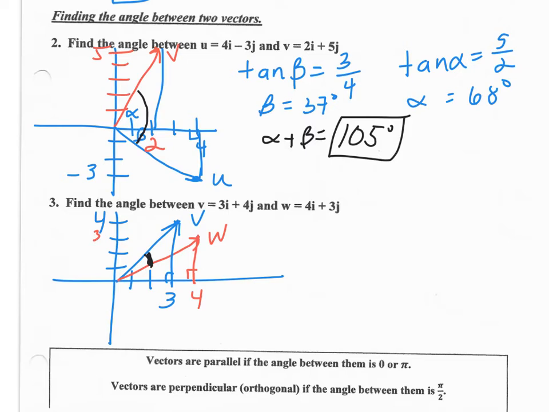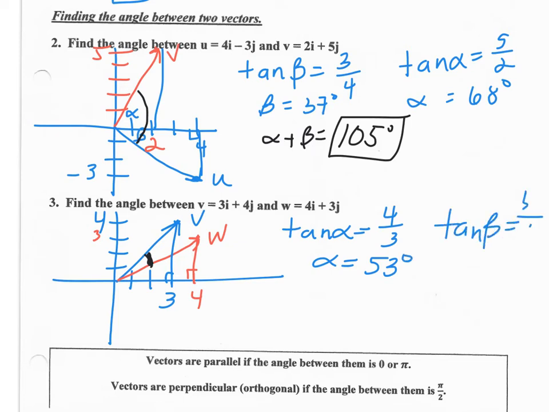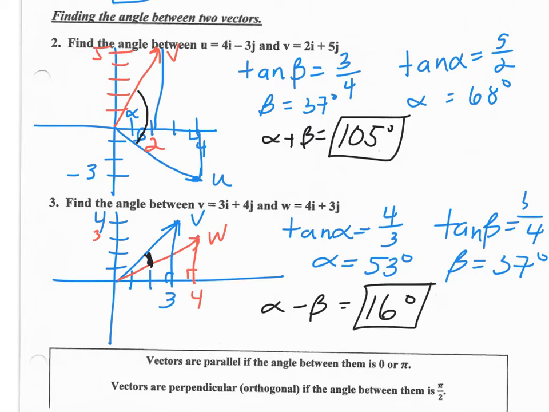So instead of doing alpha plus beta, I'm going to end up doing alpha minus beta on this one. Let's do v first. Tan alpha equals 4 over 3, and I get my alpha to be 53 degrees. Same thing with beta: tan beta is 3 over 4, and I get beta to be 37 degrees. Remember, alpha minus beta this time, since there's a little sliver between them, and I end up with 16 degrees. So sometimes they overlap like that, and sometimes they're separate, like in number 2.